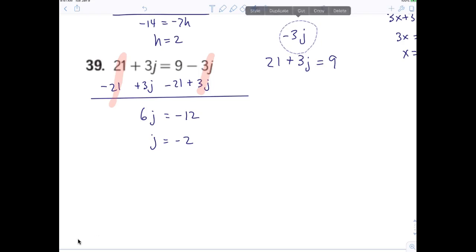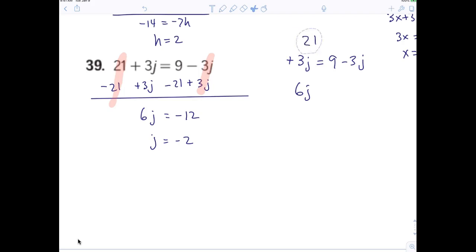Positive 3j, right? So what's 3j plus 3j? And then I'm going to move the 21 over here, so that becomes a what type of 21? Negative 21. So what's 9 minus 21? Yeah, negative 12. Be careful. So now it's just 6j equals negative 12, then j equals negative 2. This step right here should be optional.